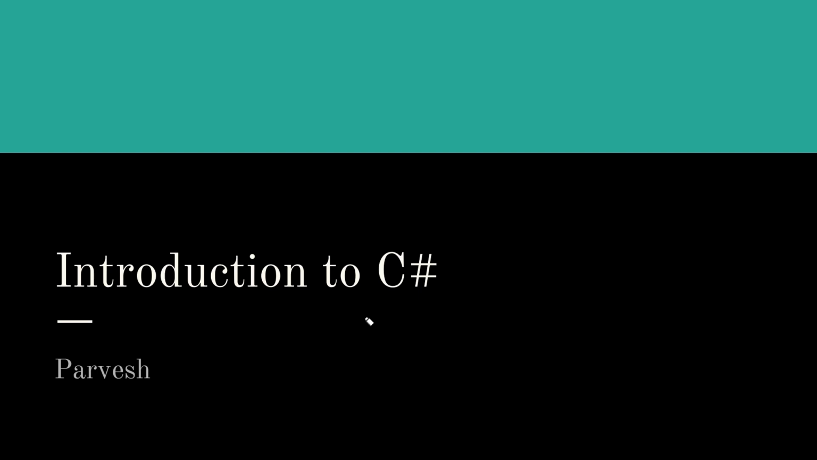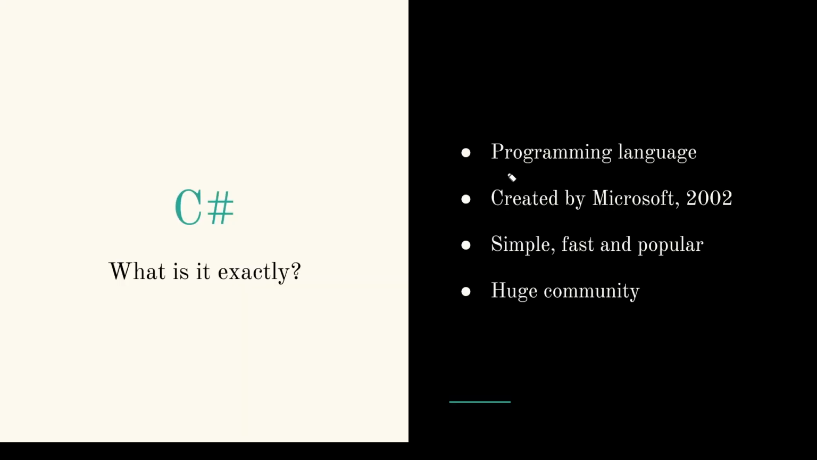So let's get started. Let's see what exactly is C Sharp. C Sharp is a programming language. It was created by Microsoft in 2002. C Sharp is very simple to learn and it's very fast and it's getting very popular nowadays, and it has a very huge community that will help us if we get stuck somewhere.